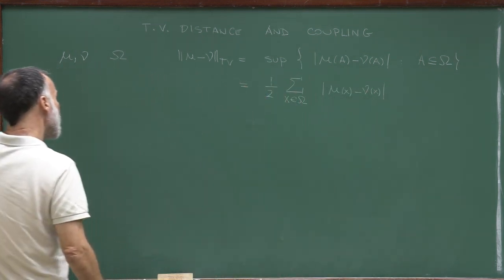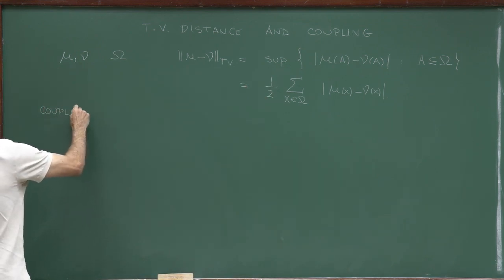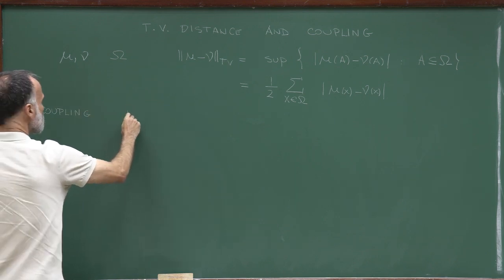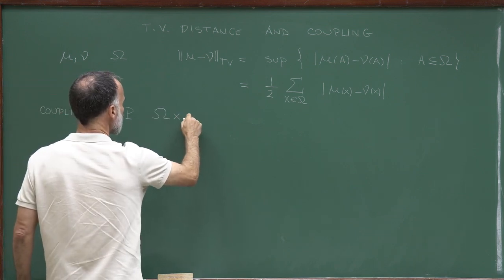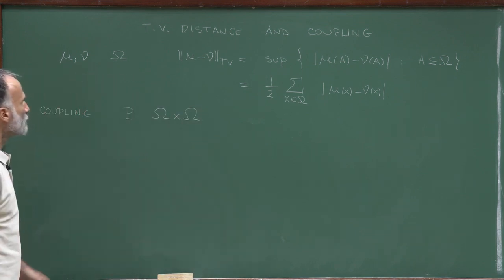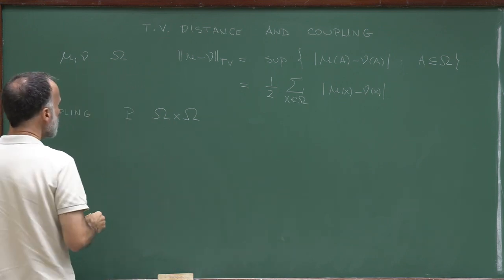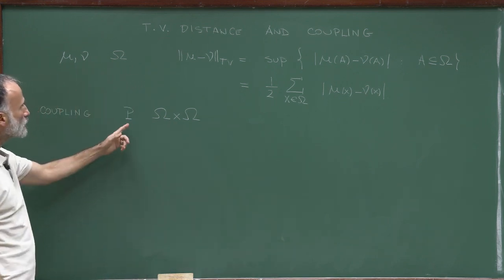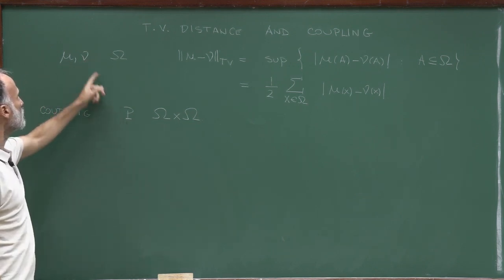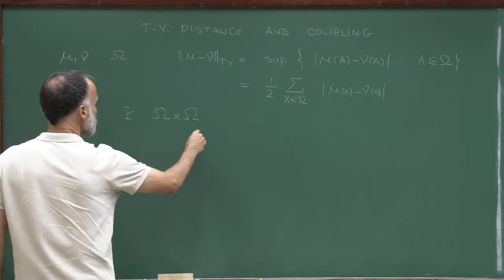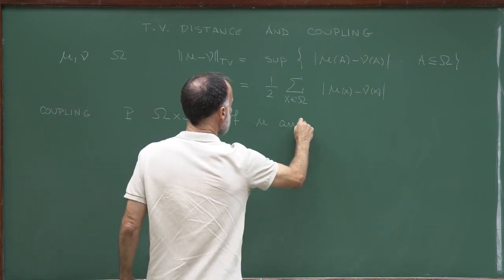So now I want to define a coupling between two probability measures. I would say that P, a probability measure on omega times omega, is a coupling of mu and nu if the following holds: the first marginal of P is mu and the second marginal of P is nu. So I would say that it's a coupling of mu and nu.